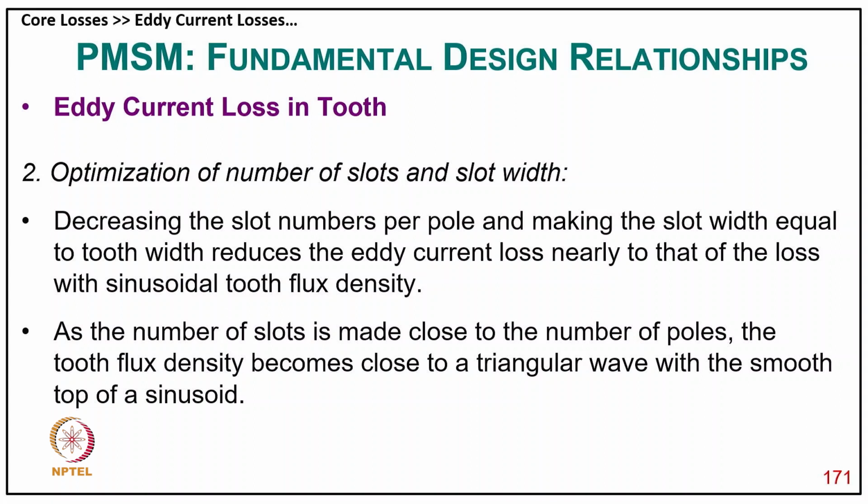Now coming to the second, optimization of the number of slots and tooth slot width. Decreasing the slot number per pole and making the slot width equal to the tooth width reduces the eddy current loss nearly to that of the loss with the sinusoidal tooth flux density. And as the number of slots is made close to the number of poles, the tooth flux density becomes closer to a triangular wave with a smooth sinusoidal top.